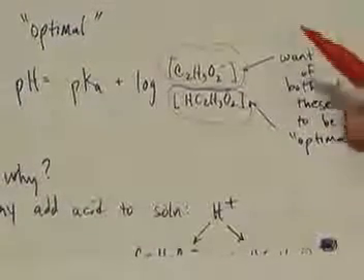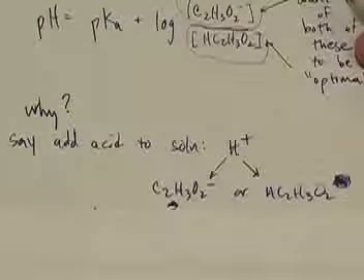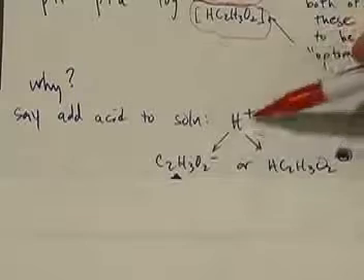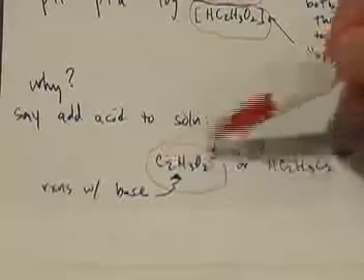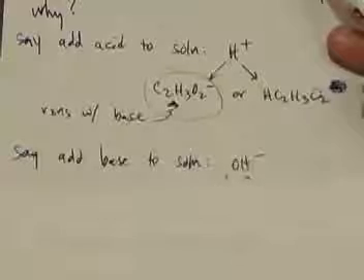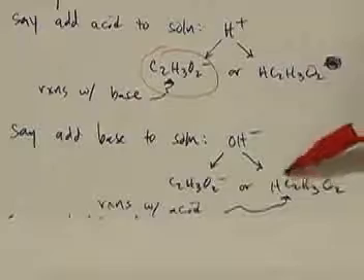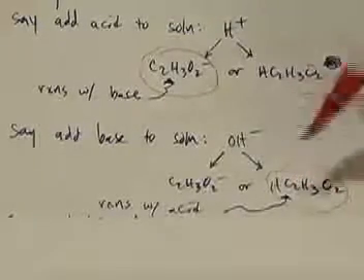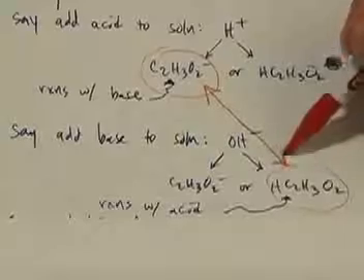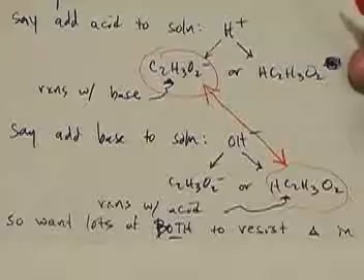So why does it want this? Because if I add H plus to the solution, what will the H plus do? Remember, H plus shows you there's an acid. Well, it will react with the base right here, C2H3O2 minus, which is in the buffered solution. Well, let's say I add OH minus, add a base to the solution. What will it do? Well, it will react with the acid, the HC2H3O2. So I want equal amounts of both of those in the solution. So it wants to have a lot of both of those to resist a pH change.